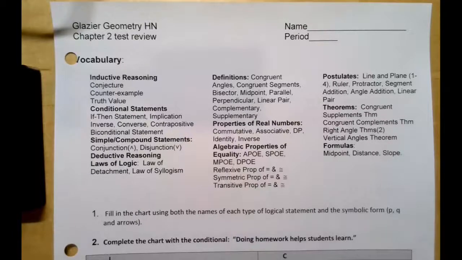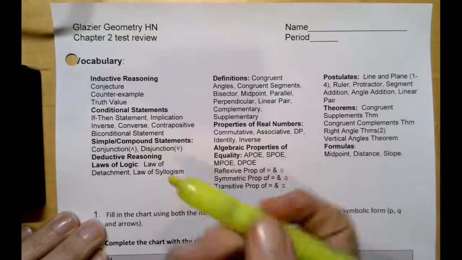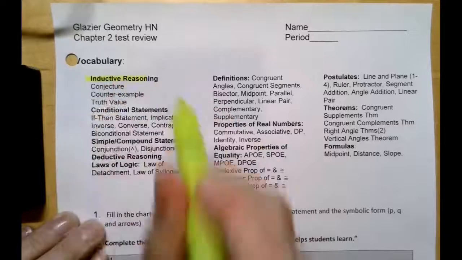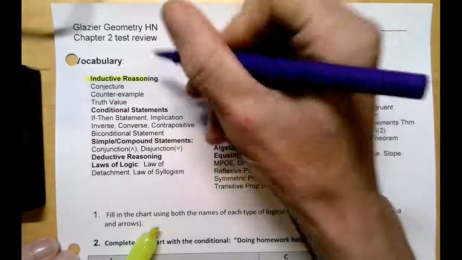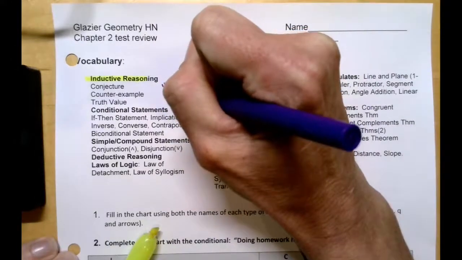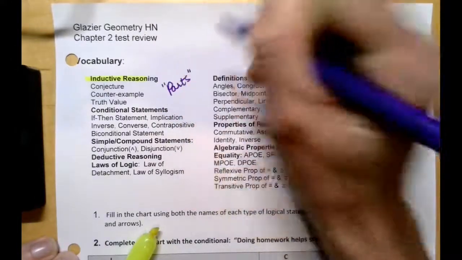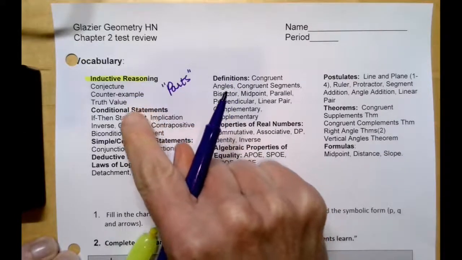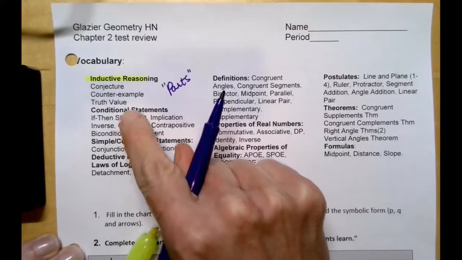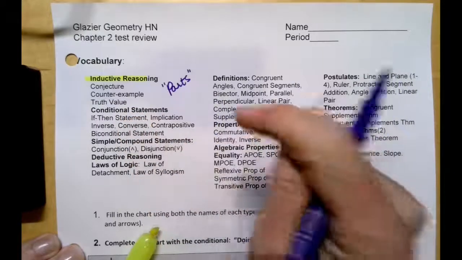All right, geometry, let's check out this review. So first is all of these concepts, and I want you to go back through your notes and review the idea of inductive reasoning. This is where we talked about the book parts. And in parts, we talked about the conjecture the little boy made, the counterexample, and then the truth value to whether or not each of these different kinds of statements.